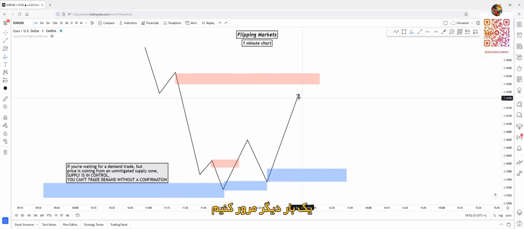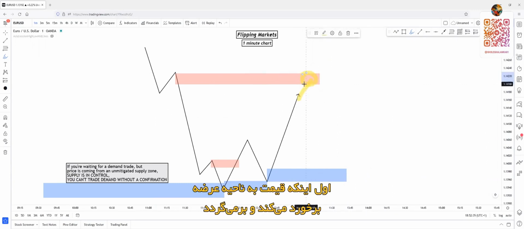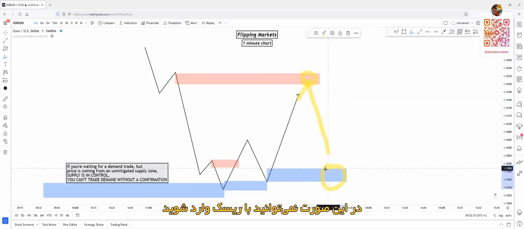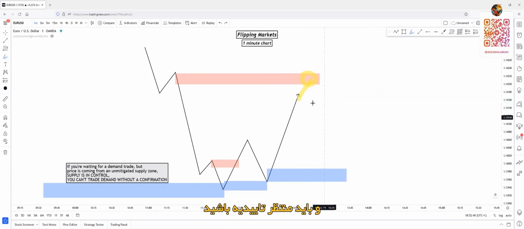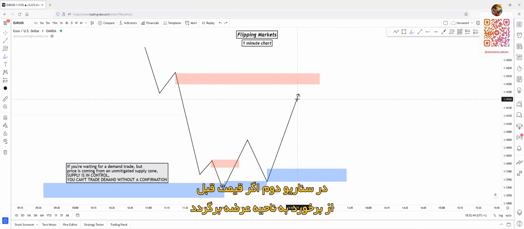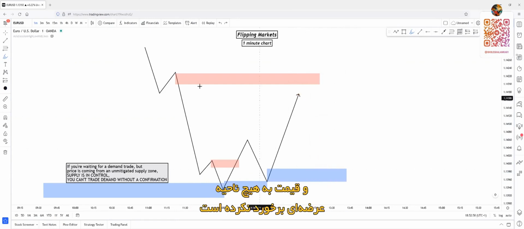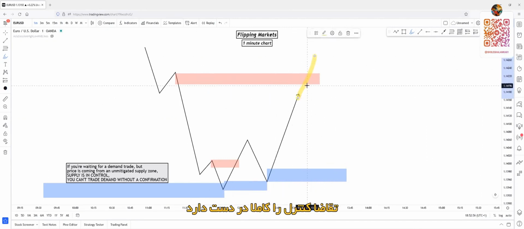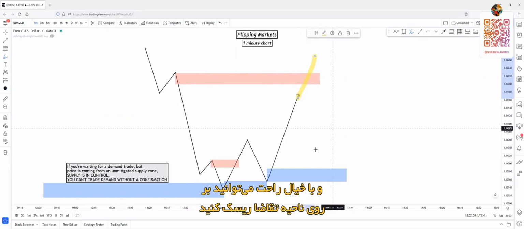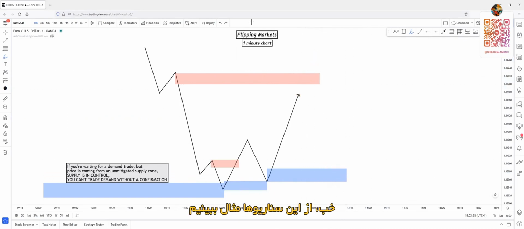So once again, first one, price taps into this supply zone, reverses, then you can't open a risk entry here because you should wait for a confirmation entry because supply is in control. The second one, if price reverses before the supply tap, then you can easily open a risk entry here because demand is in control and price did not tap into any supply zone. And the third one, if price breaks through this supply zone, demand will be fully in control and you can easily open a risk entry on the demand zone. Okay, let's see a live example for this.